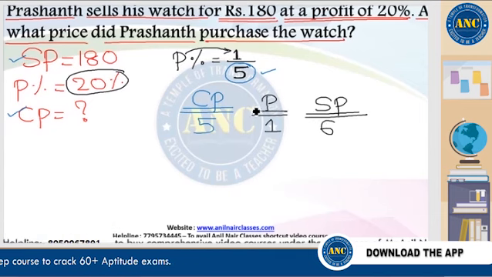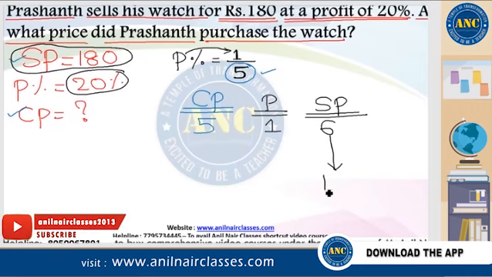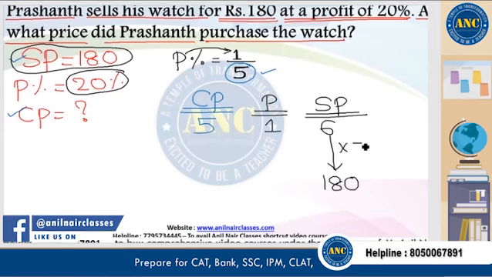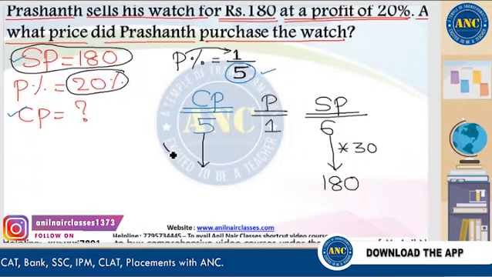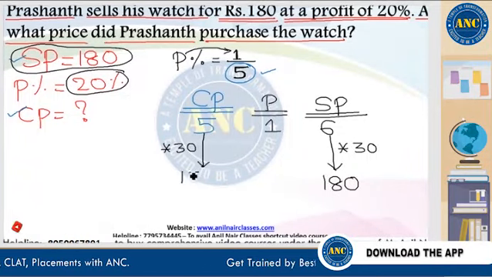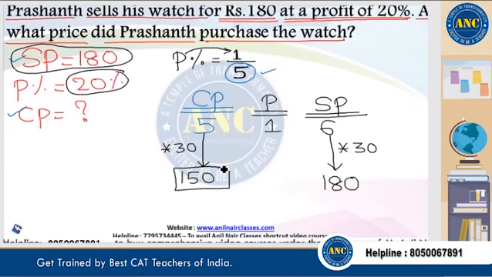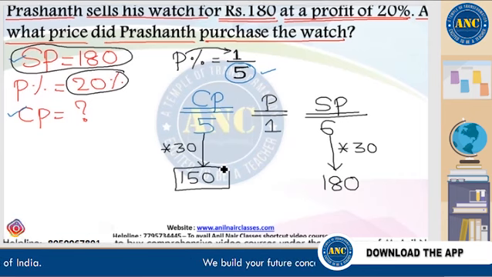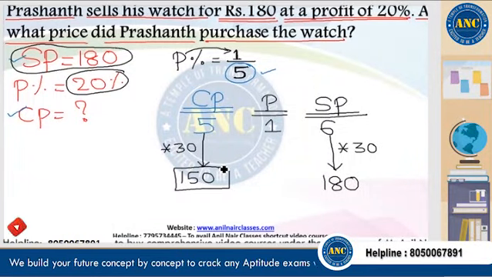But according to the question, selling price is not 6 rupees. The question says selling price is 180 rupees. According to the fraction, it is 6; according to the question, it is 180. 6 is becoming 180. 6 into which number is 180? 6 into 30 is 180. So 5 also multiplies by 30. 5 into 30 is 150. That is the answer for my first question without using any variable or formula. I will keep solving all the problems. The answer for my first question is 150.